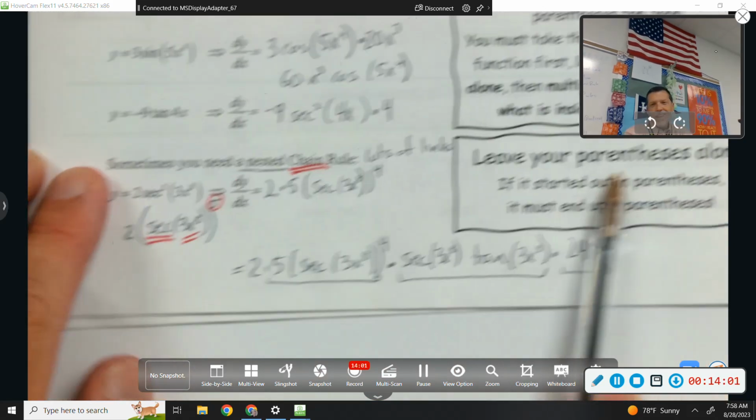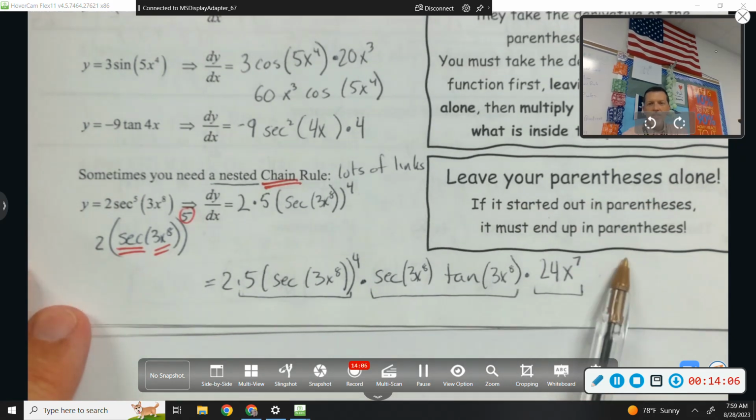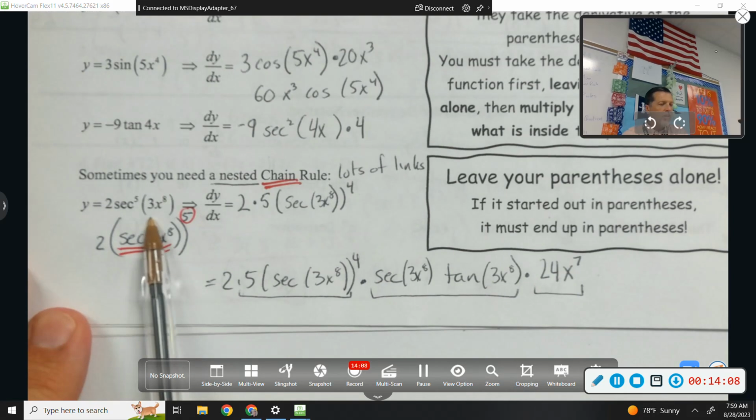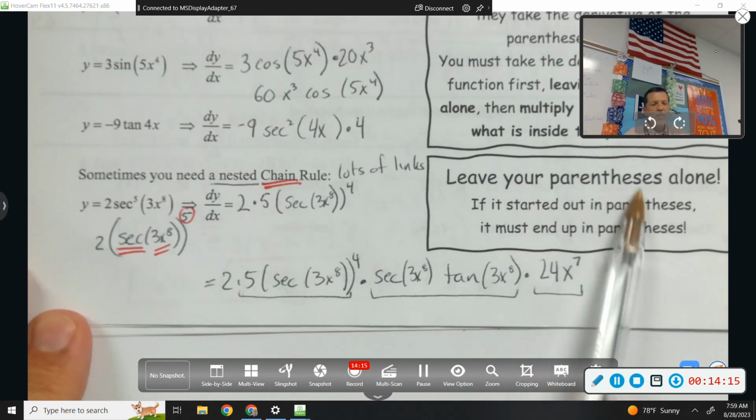I don't know if this helps. One way to say it is leave the parentheses alone. If it started in parentheses, it stays in parentheses. So that 3x to the 8th, that's still part of the answer until we get to the end, and then we take its derivative. That's why I'm a little hesitant to focus on that.